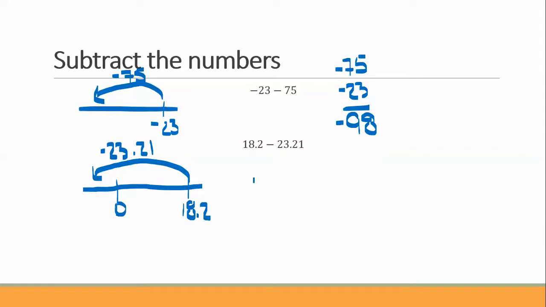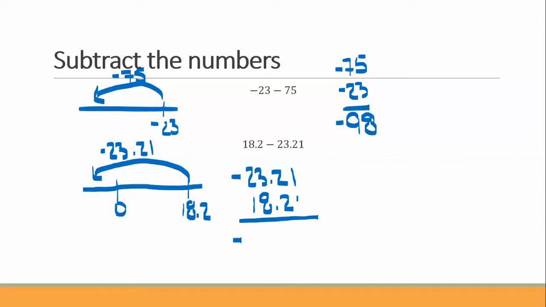So now we're going to do -23.21. That's negative, and we're adding 18.2. Now that we have it set up with the larger number on top, we can actually do the subtraction, and remember our final answer is going to be negative.